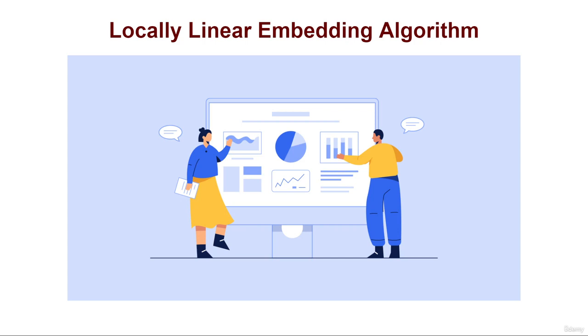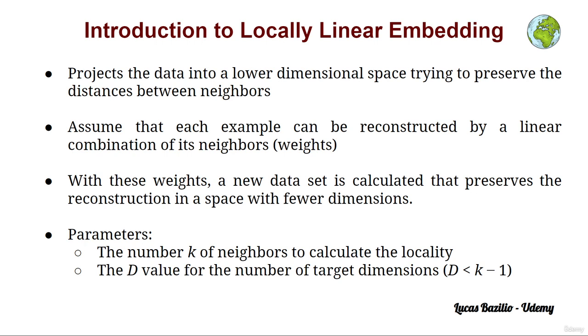Hey everyone, in this lesson we are going to learn the steps that we need to follow to use the locally linear embedding algorithm. Remember, this is a dimensionality reduction algorithm, that is, we have a data set with high dimensionality and we want to reduce these dimensions. So the way this works is that this algorithm is going to project the same data but now into a lower dimensional space, preserving the distances between neighbors.